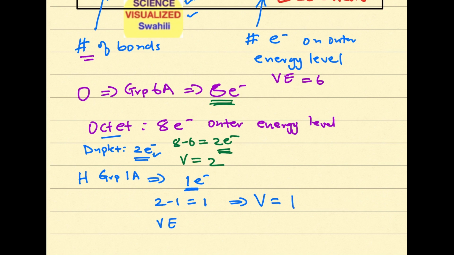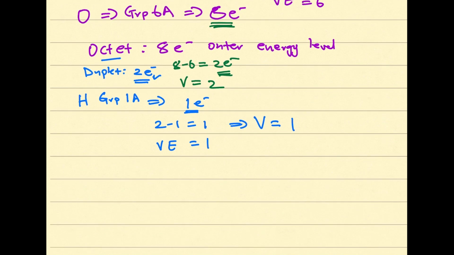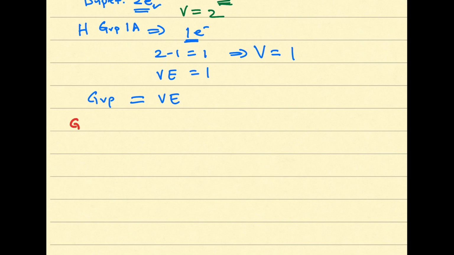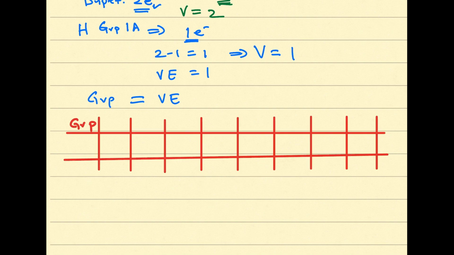For hydrogen, it's in group 1. The number of electrons on the outer energy level equals 1. You'll quickly realize that group numbers correspond to valence electrons. I'll quickly make a table here. So I'll say group number 1, 2, 3, 4, 5, 6, 7, and 8.